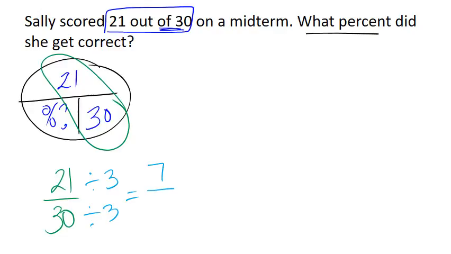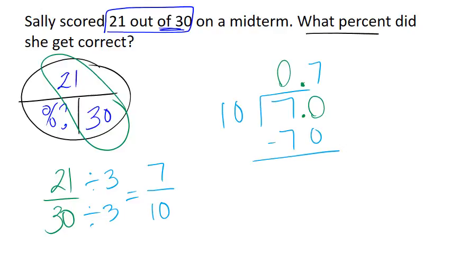We have 21 divided by 3 is 7. 30 divided by 3 is 10. So here we have 7 tenths. That means I'm going to divide 7 by 10. I need a decimal because 10 can't go into 7, so I'm going to add a decimal. I can bring it straight up while I'm waiting. I know that's going to be a 0 because 10 can't go into 7. And then I need to add at least 1 zero to get a final answer. So 10 can go into 70 7 times. 7 times 10 is 70.